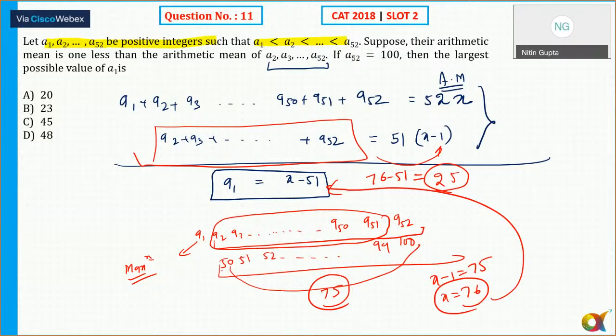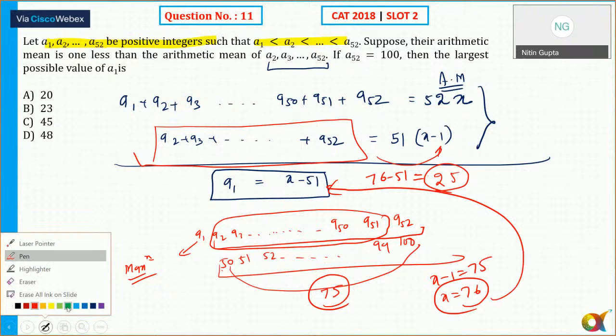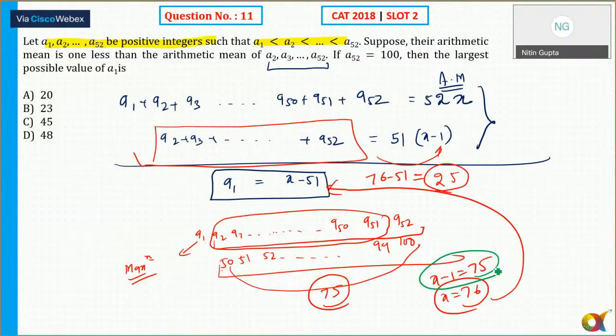So we have got A2 to A52, 50 to 100. How many numbers are these? 51 numbers. And for these 51 numbers, the arithmetic mean is equal to 75. So why am I getting a wrong answer? The correct answer is option B, 23. Remember, the correct answer is option B, which is equal to 23.